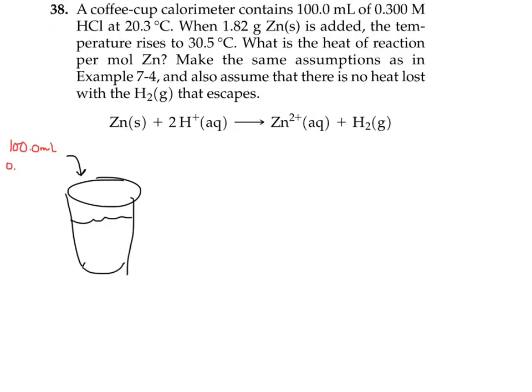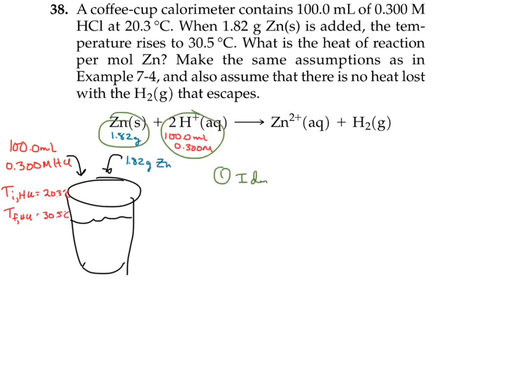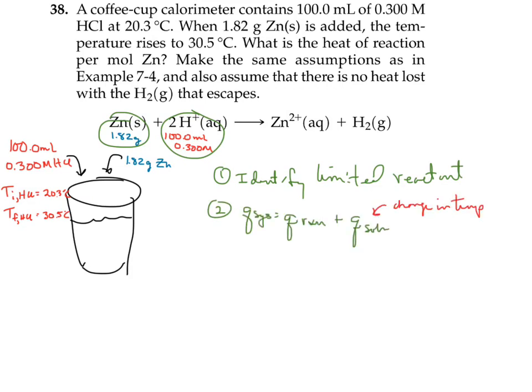And this one's similar. It is a chemical reaction, though. I think you do need to identify the limiting reactant here. So notice I have step 1. Which one are you going to run out of first? Zinc or H plus? The H plus comes from your HCl. So you have to identify the limiting reactant.